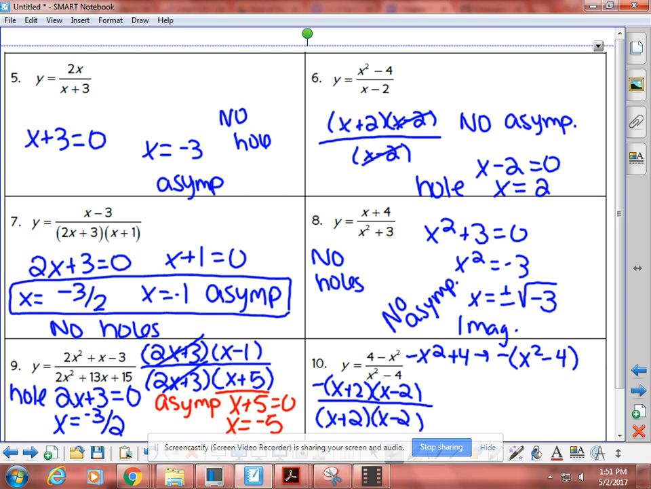So both of these are removable because you could cross both of those out. So I'm going to have two holes. I'm going to have a hole at x equals negative 2 and at x equals 2. No asymptotes because what I'm going to be left with is the equation negative 1.